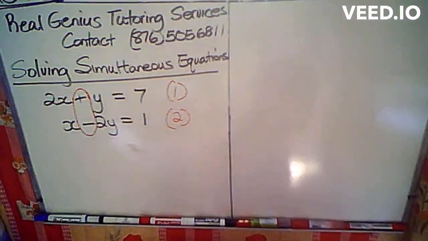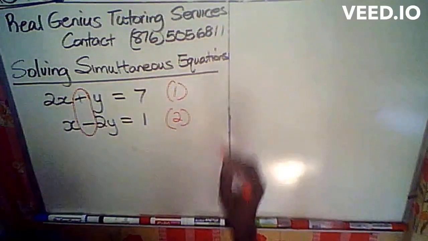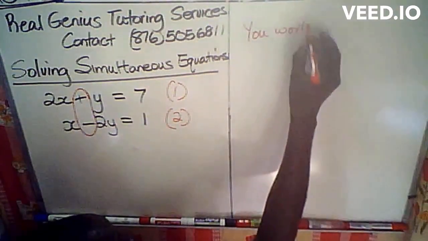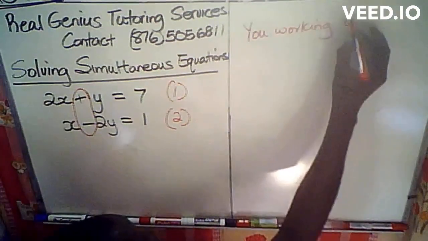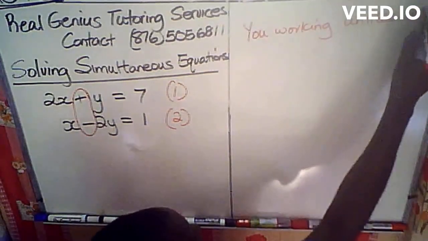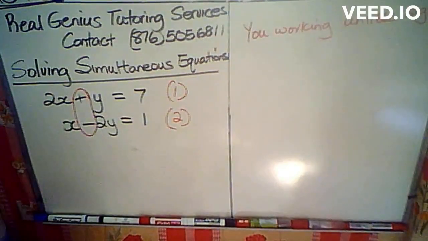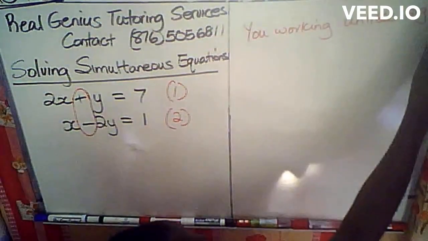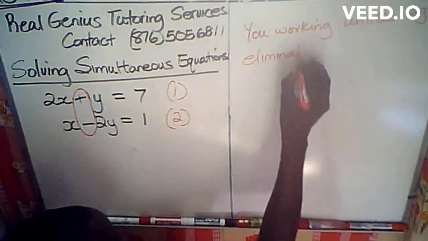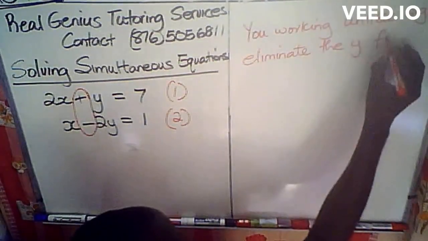The general rule for dealing with simultaneous equations is that if you are working with unlike signs, which means you're working with a plus and a minus, you eliminate the y first.